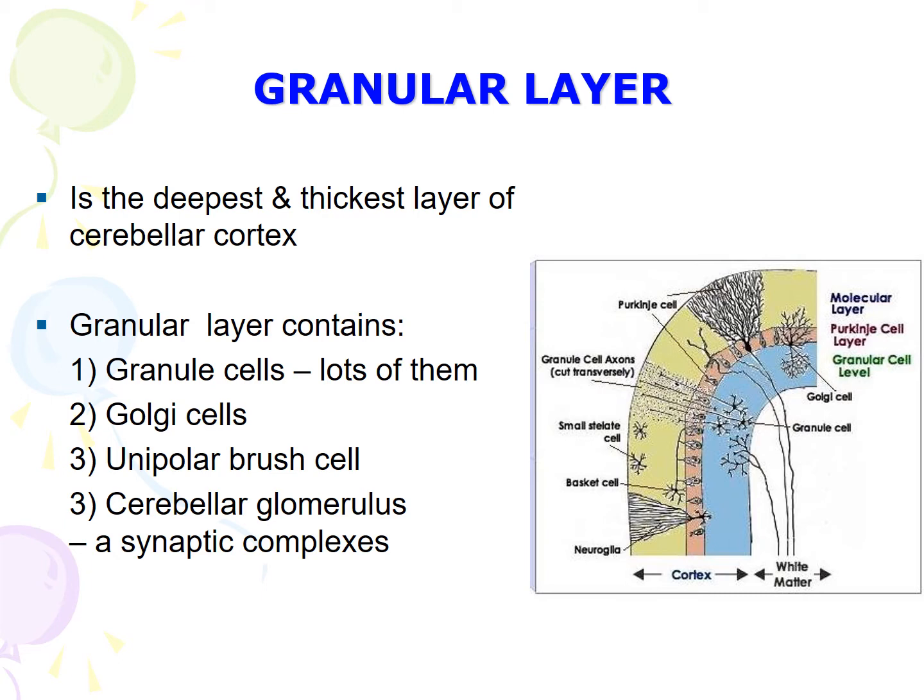The granular cell layer is the deepest and thickest layer of the cerebellar cortex. This layer contains granular cells, and it contains a lot of them. It also contains Golgi cells, unipolar brush cells, and the cerebellar glomerulus, which is a synaptic complex.